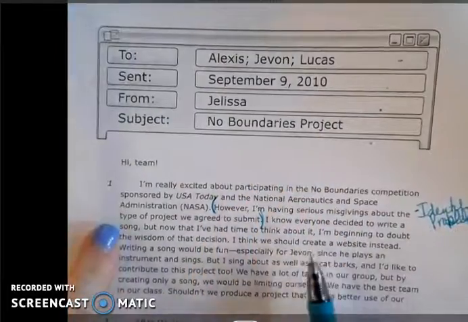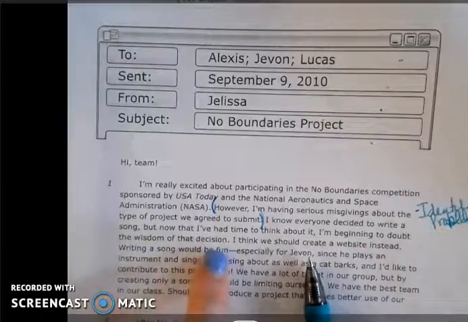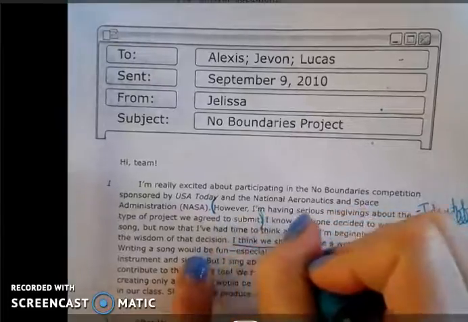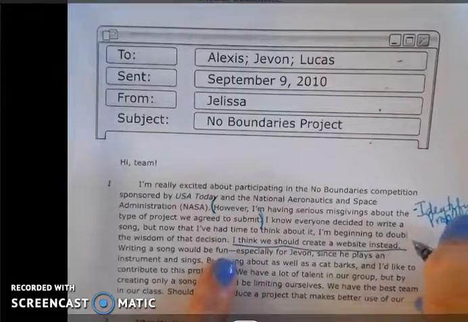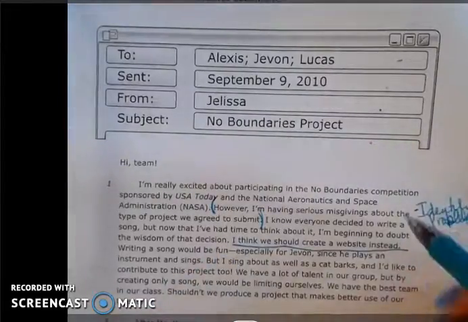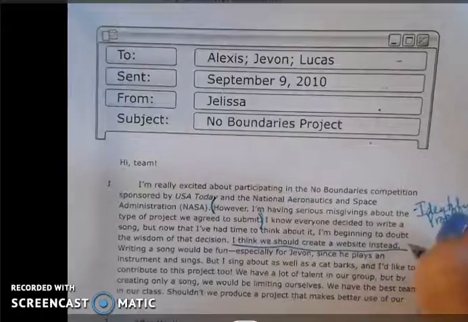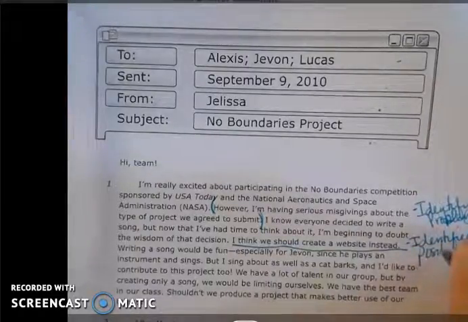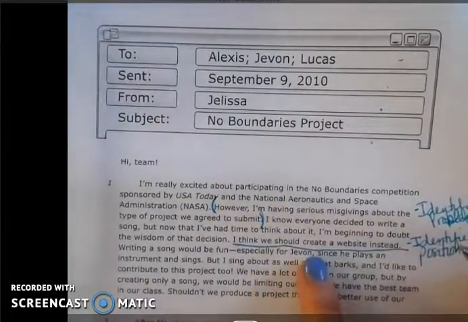I know everyone decided to write a song, but now that I've had time to think about it, I'm beginning to doubt the wisdom of that decision. I think we should create a website instead. Okay, here we go. I think we should create a website instead. That lets me know that she knows we've got a problem here, right? But here's what I think we should do. So she's identified her position. And in this case, we know now this is the purpose, right?